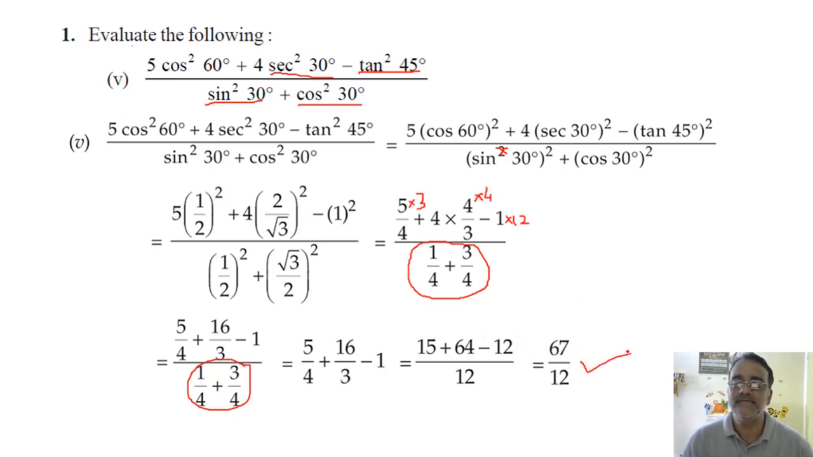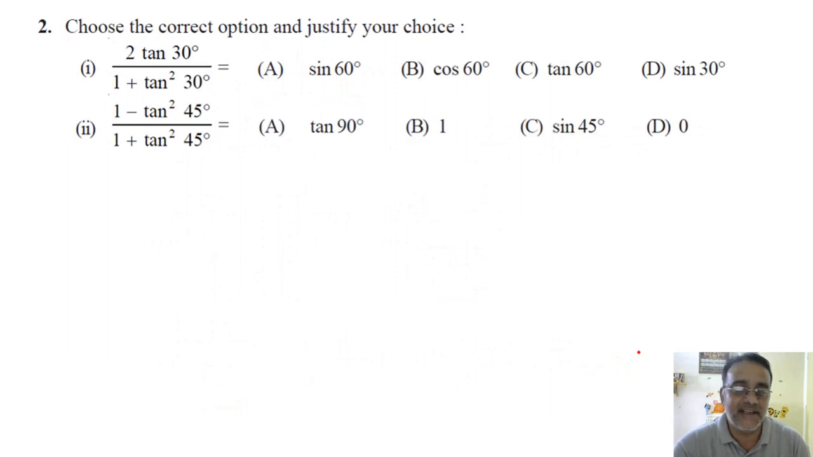Any doubt? No, sir. Okay, so now we'll move towards the second question. This is a multiple choice question. Choose the correct option and justify your choice, which means you have to write the reason also. So the first bit: 2 tan 30 degree upon 1 plus tan square 30 degree is equal to A, B, C, D.